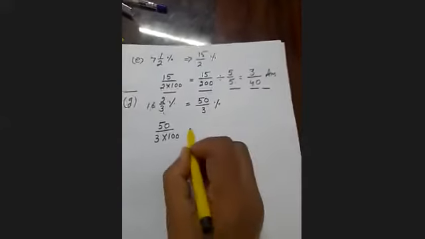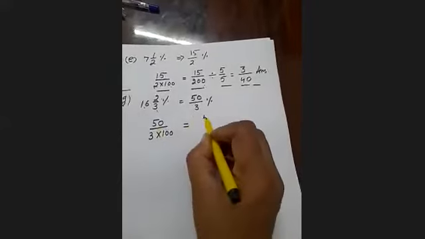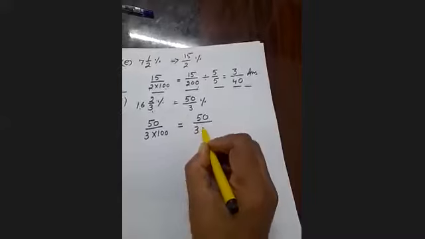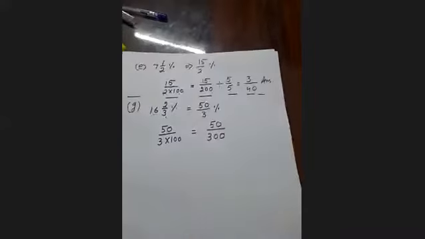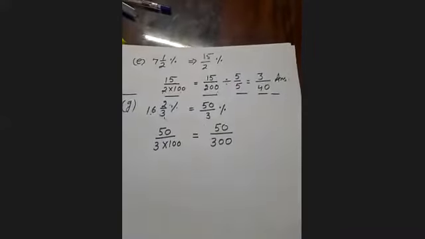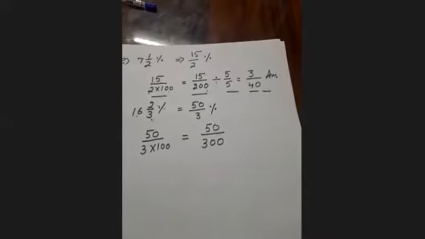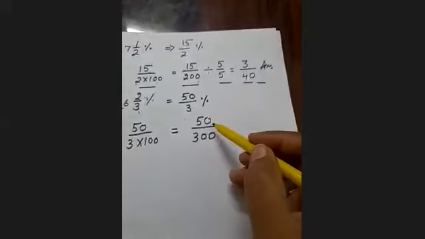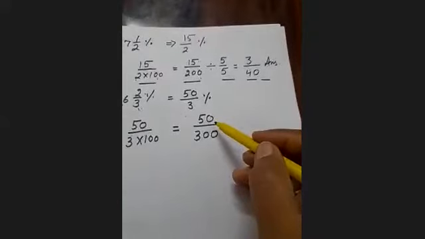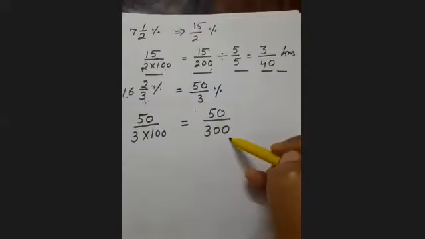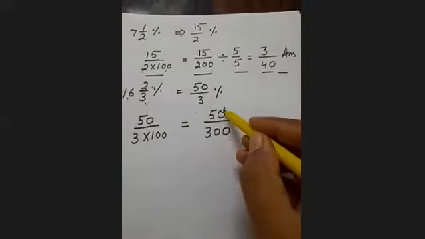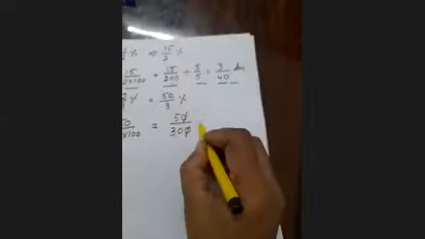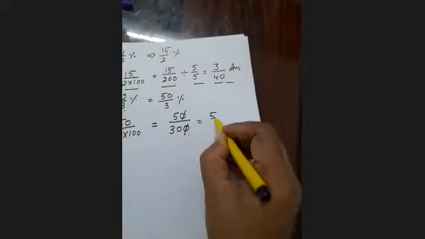Now, 50 upon 300. Now, students, convert 50 upon 300 into its lowest term. First, we cancel 0, 0. Now we have 5 upon 30.